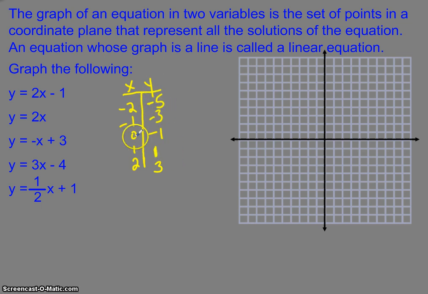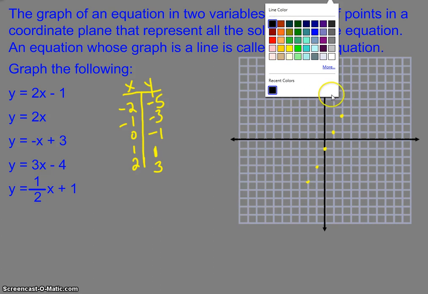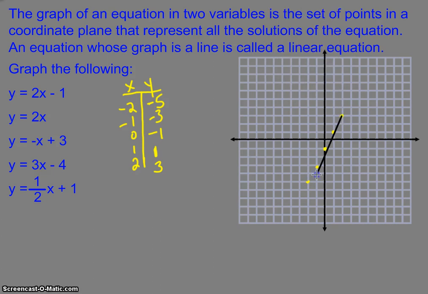Okay, now I just plot these points. I've got 1, 1, which is about right here. I've got 2, 3, which is here. I've got 0, -1. I've got -1, -3. And I've got -2, -5. And notice these should be in a line. So this is kind of hard to do here. I'm going to pick this, and we're going to kind of draw a line. This is not the way I want you to do it, but for me to get it straight here, I've got to do it this way.